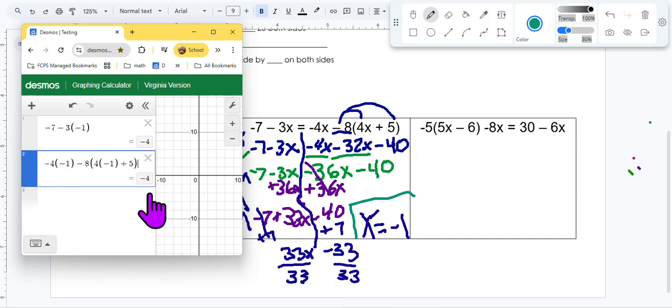And you see that these two equal each other, and that's what we want. We want them to equal each other, so we know we got this right. X equals negative 1 is the correct answer.